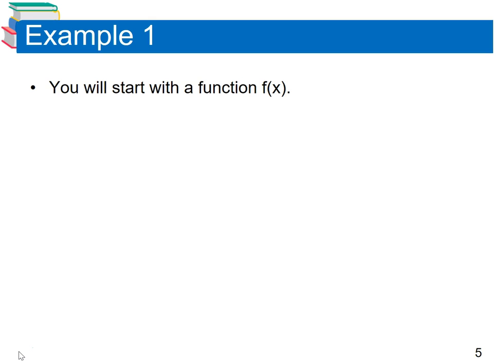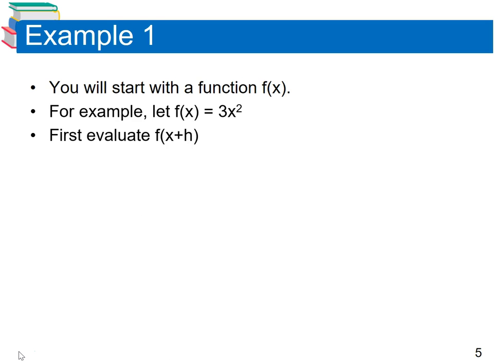Here's the way we start. We start with some function, f of x. So for example, let's start really simple. F of x equals 3x squared. Step number 1, we're going to replace all the x's with x plus h. So here I do that. And see how I replaced all the x's with x plus h.